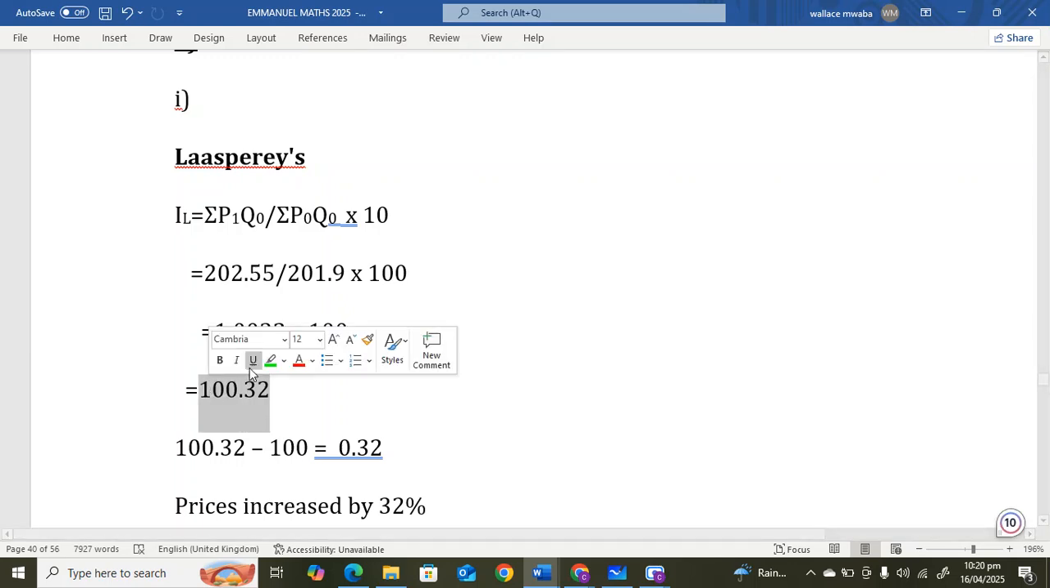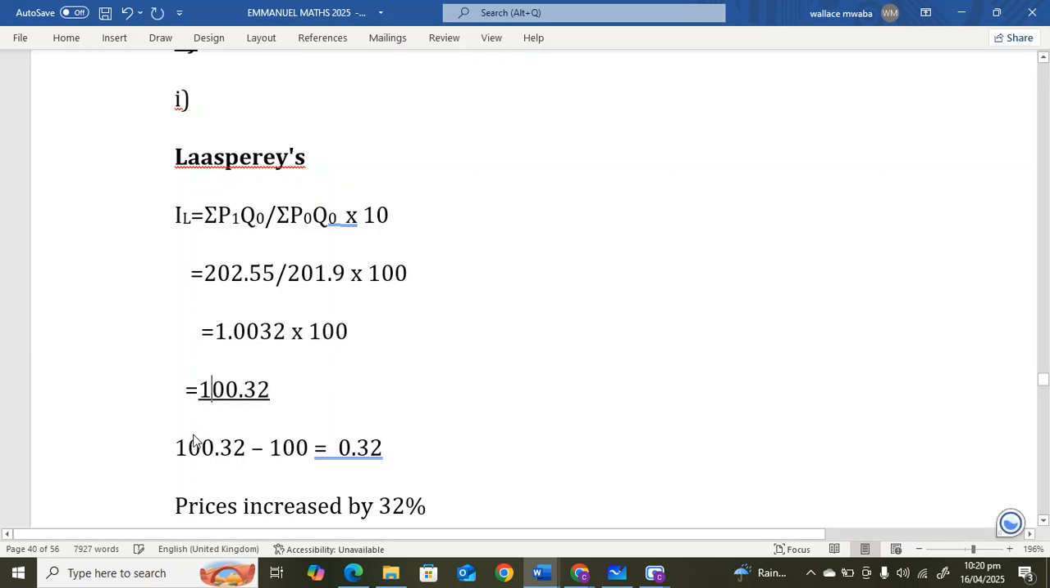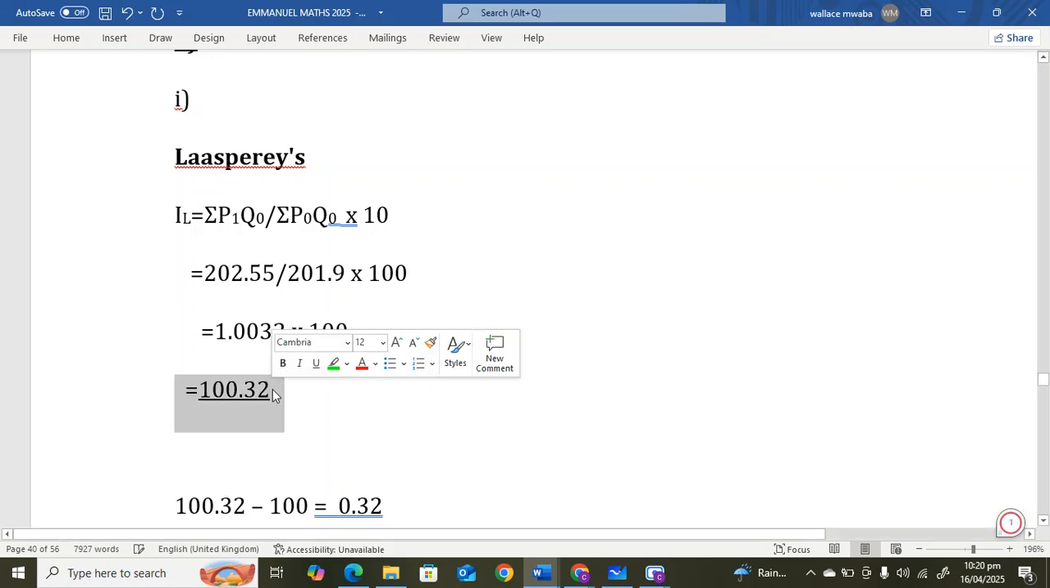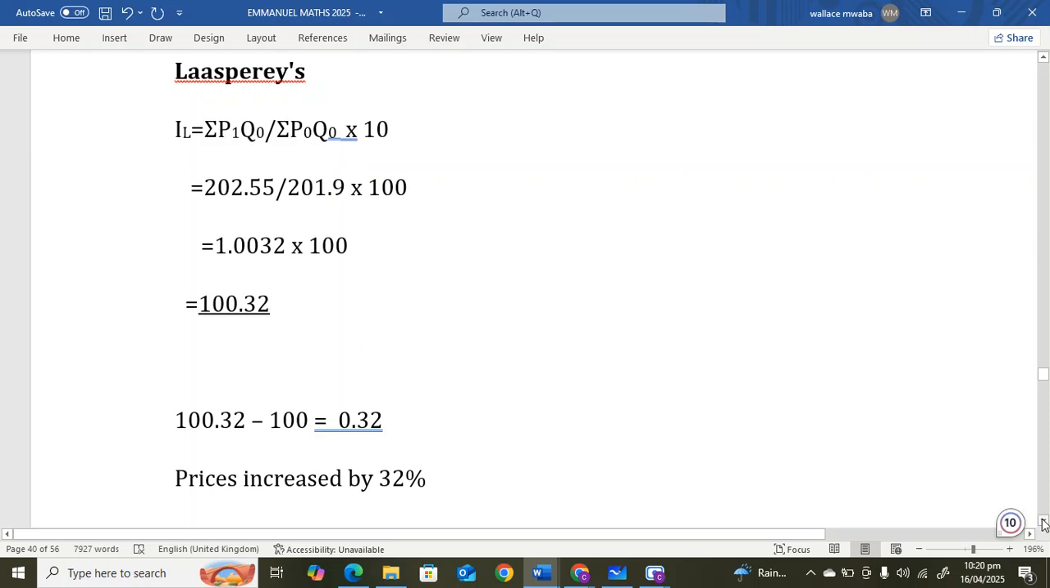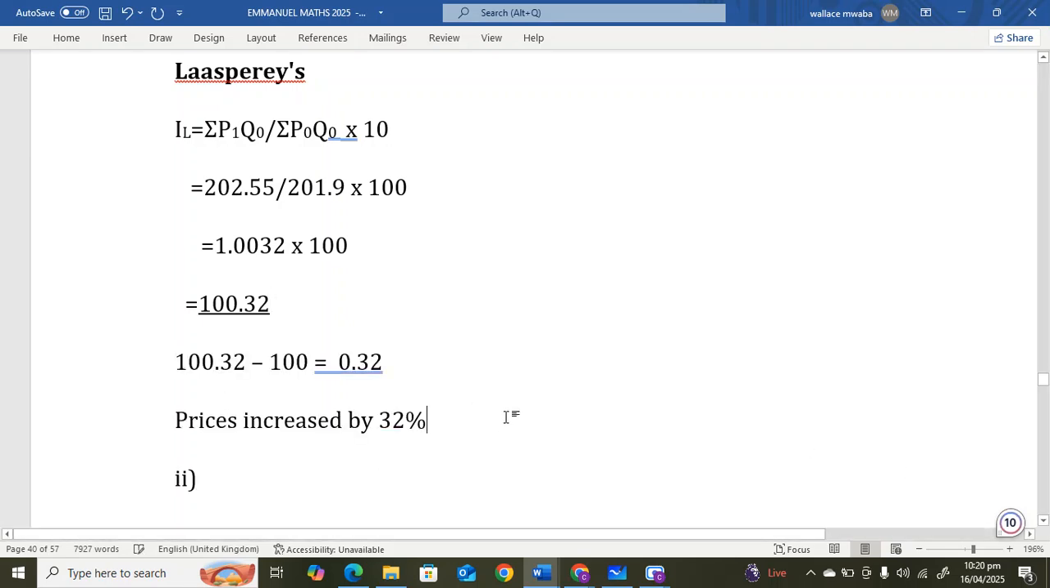So this is the answer. Then the interpretation starts from here now. Your answer has to be this one. Then for you to interpret, always remember this, colleagues. The index number for a base year is always 100, and these index numbers help us to do percent changes. So if you forget to do this side, you might lose some marks because you haven't interpreted.